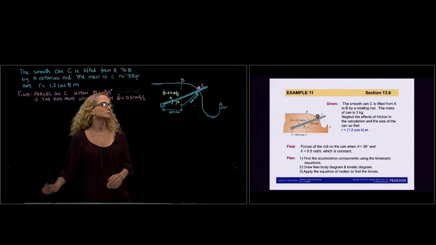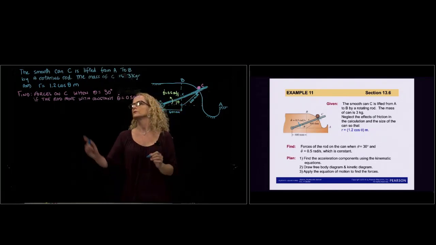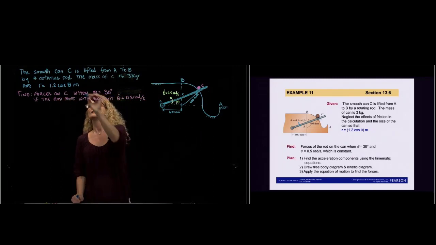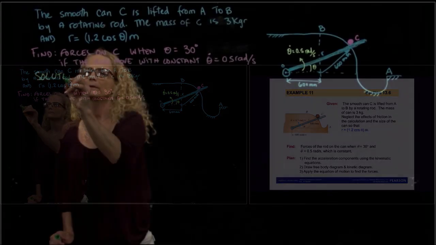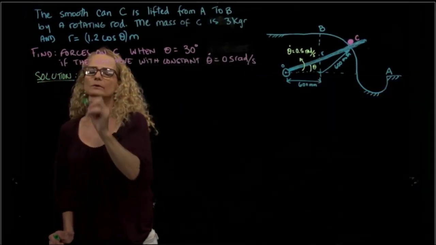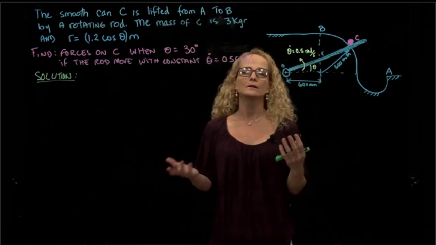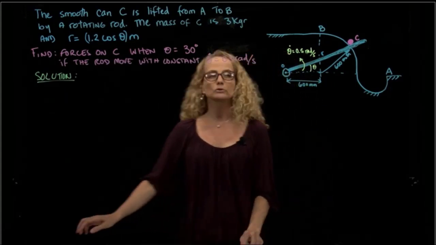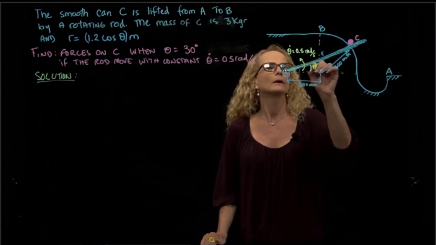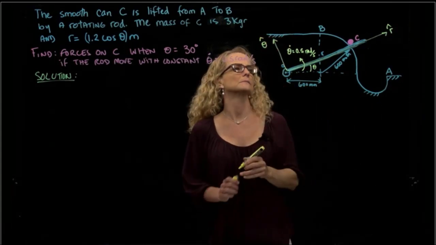We also have the expression for how R, from this point, let's call it O, to C, varies, which is given by 1.2 cosine of theta meters. So the solution: the first step is to select the proper coordinate system. Since we are given an expression for R and information about theta, we are going to choose the R and theta coordinate system.